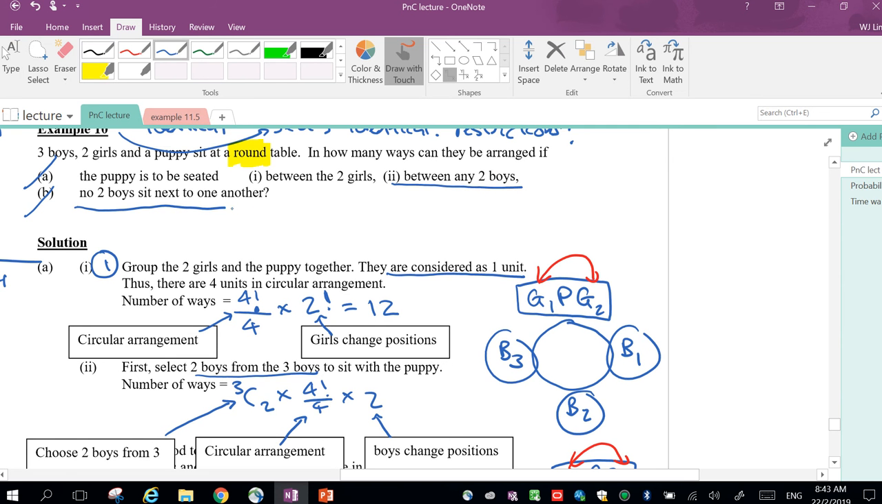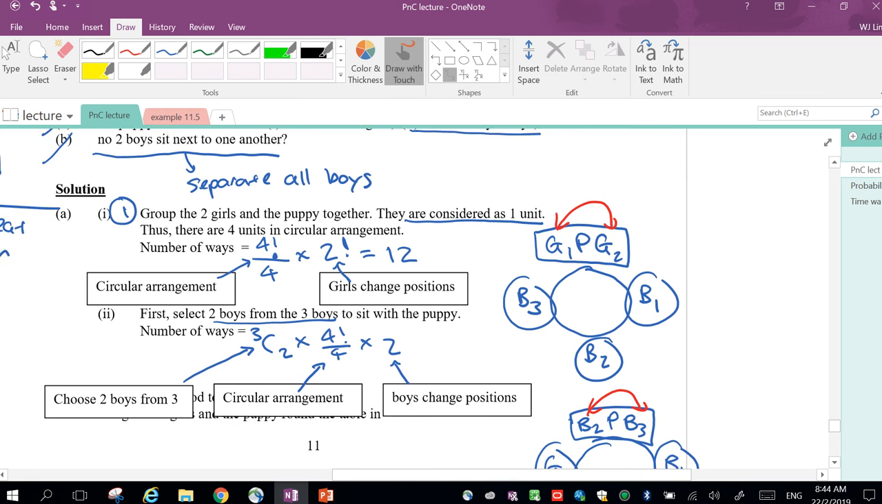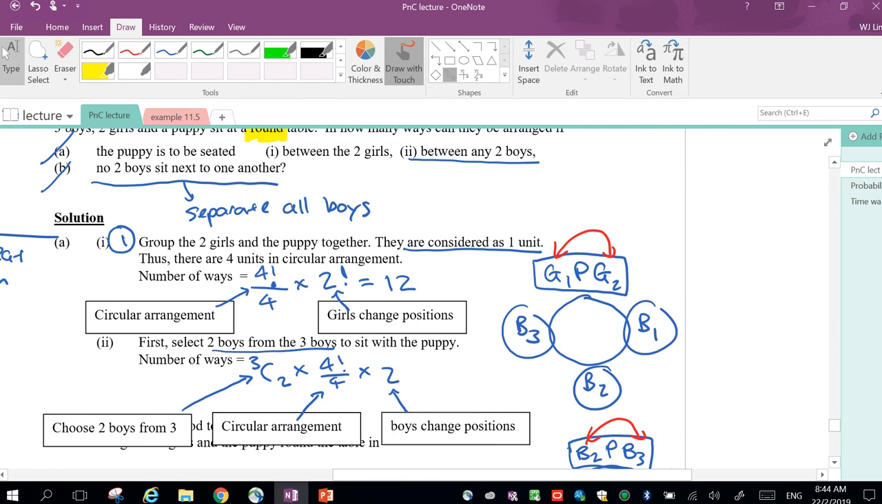No two boys sit next to each other. Meaning, separate all boys. Although there are 3 boys, no 2 boys together. Meaning all 3 boys separate. Did you write this down? So what to do? When you think about separate, what do you think of the method?